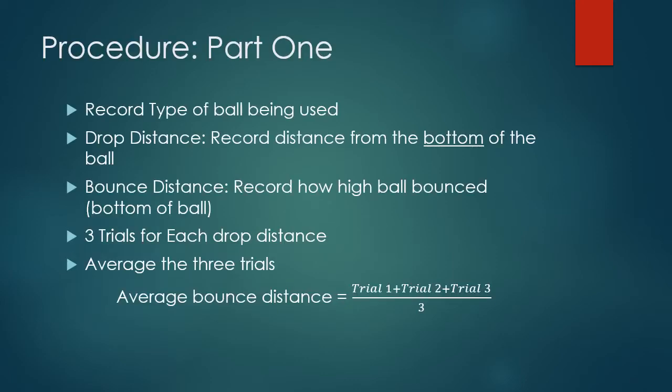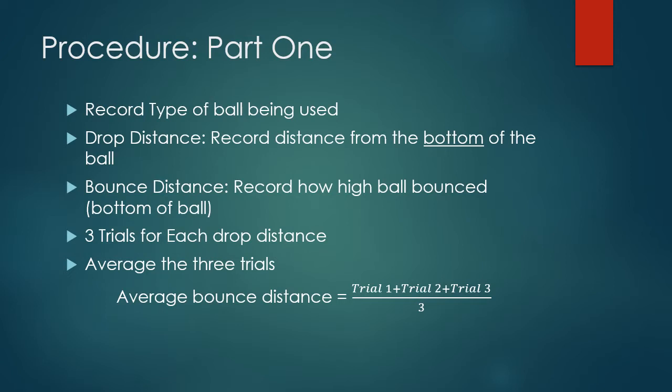For the first part of Lab 1, we're going to be dropping a ball from a certain distance and recording how high that ball bounces. So the first thing we want to do is record the type of ball being used. And you'll see on the following slide that there is a place to record the type of ball in Data Table 1. For this particular experiment, we're going to be using a tennis ball.